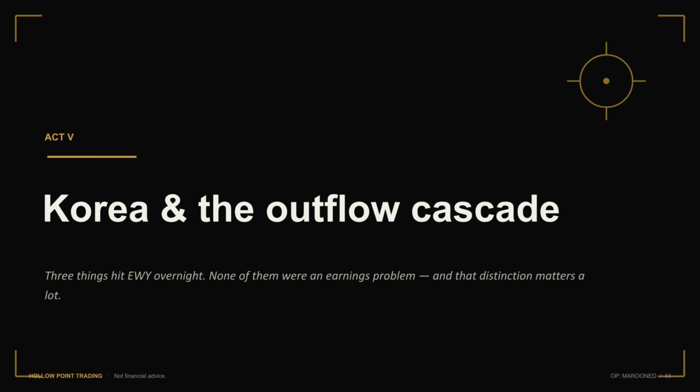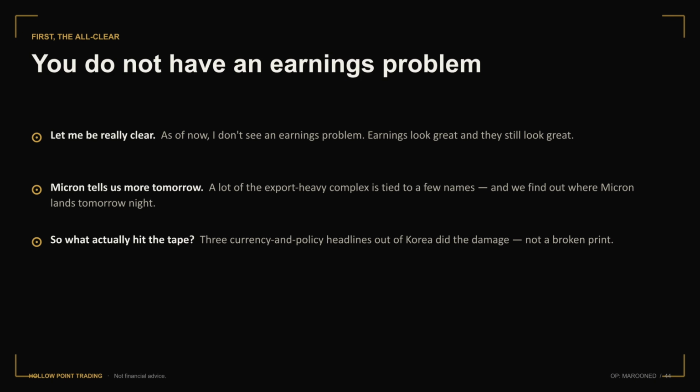Act 5. Korea and the outflow cascade. We saw pressure on Korean markets overnight. It is crucial to distinguish this from an earnings issue, which is not the case here. To be clear, there is no earnings problem. Corporate performance remains strong. The market weakness we observed was driven by currency and policy headlines, not fundamental issues with earnings. We look to upcoming reports to confirm this.